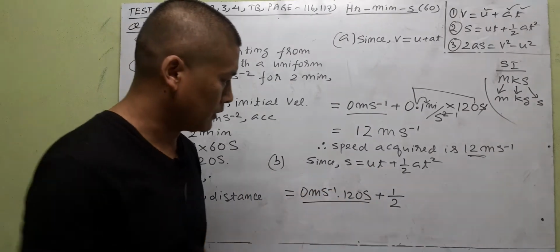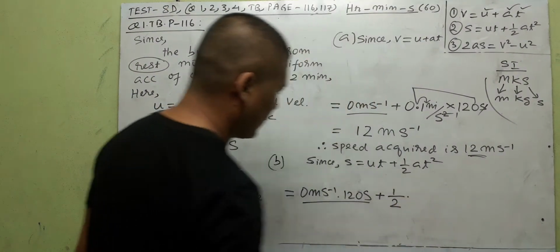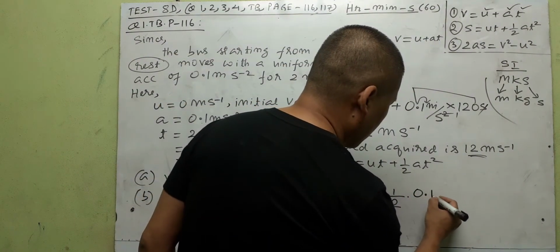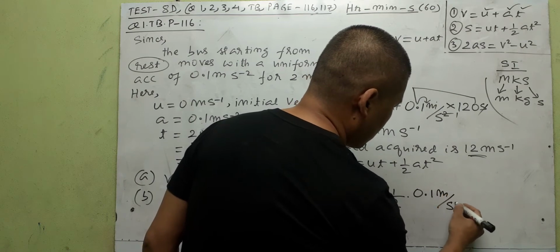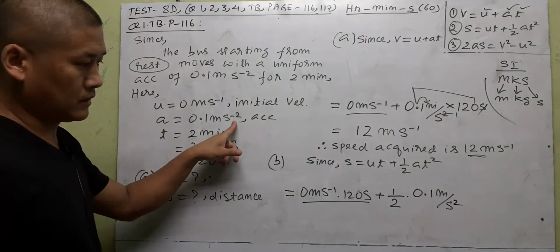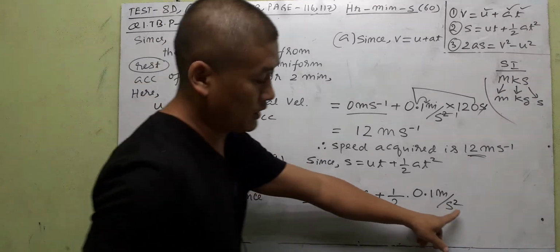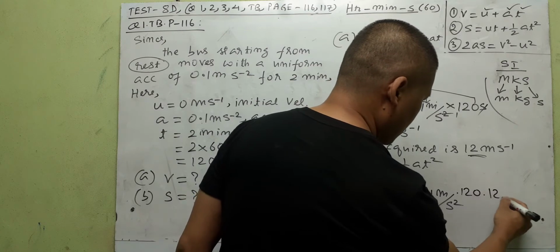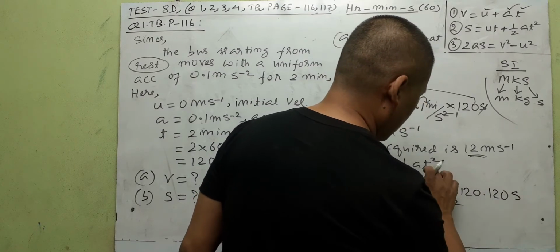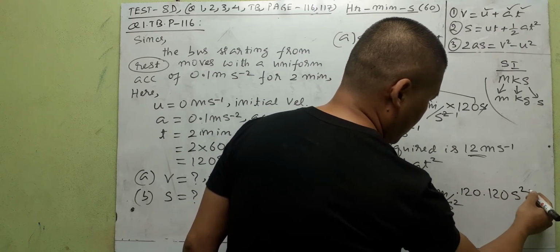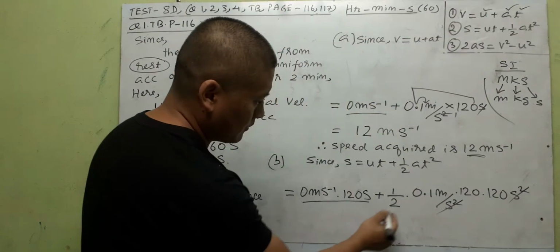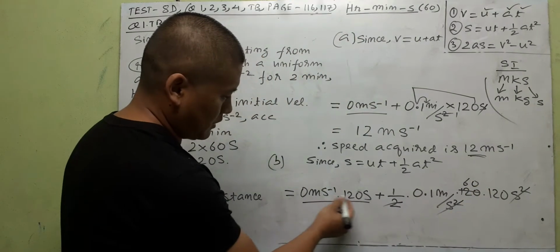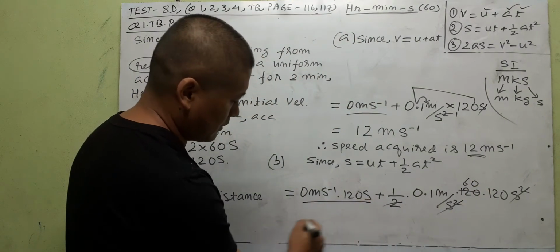Okay, so here half into a, which is 0.1, so we write 0.1 meter per second square, brought down, so minus 2 power has become plus 2 power, into t, which is 120 into 120, so second into second, t square, so second into second square. These two will cancel off, these two will cancel, 6 twos are 12, 0. This has become 0, so this part can be neglected.